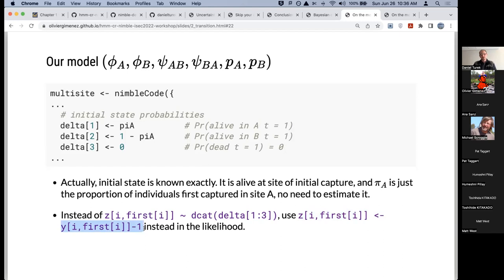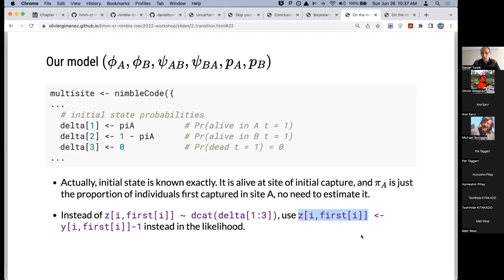So what does this do? When y is equal to 2, for example, subtract 1 from 2 and you get 1, and that says the latent state corresponding to that is z equals 1, which is site A. Similarly, when y is equal to 1, which corresponded to site A, subtract 1 from that and you get 0. I think I might be mixing this up, like I said, but this works out. If you go back to the definitions of the observations, y's, and the states, z, this works correctly for the observations in sites A or B, specifying the first latent state has to be alive in A or alive in B. So it's a trick.